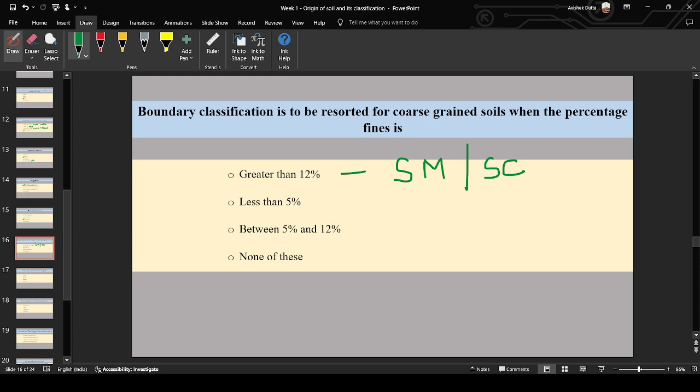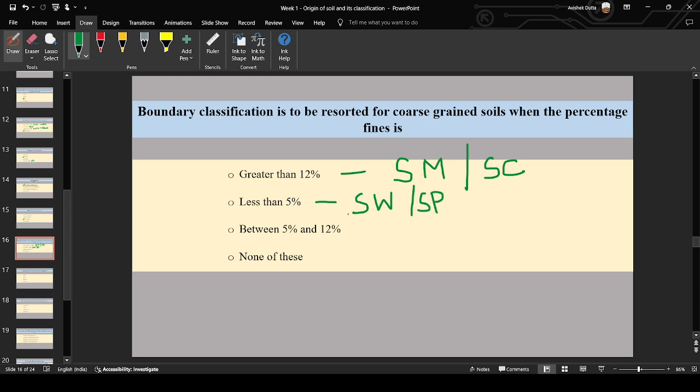Okay. When the percentage fines is less than 5%, that is, the percentage of silt or clay is less than 5% in a certain soil mass composed of sand or gravel, then we do not take that percentage of fines into consideration for the nomenclature. Instead, we write like this. Suppose it is a sandy soil, we write SW if it is well graded, or SP if it is poorly graded soil.